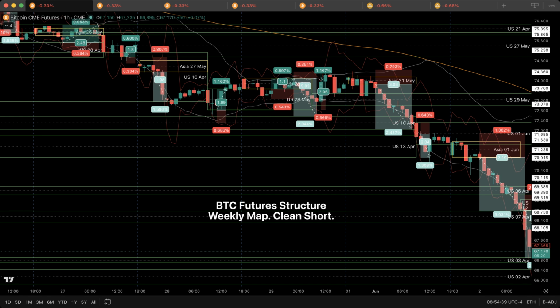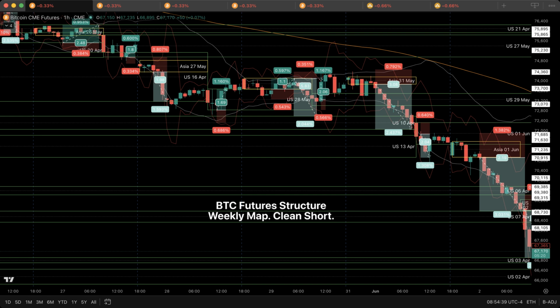The structure here is clear. Higher time frame pressure was already active. June 1st Asia forms low. It overlaps old memory. It loses the lower boundary. It breaks April 6th U.S. upper boundary. It tests April 6th U.S. lower boundary. The short entry is June 1st Asia lower boundary.